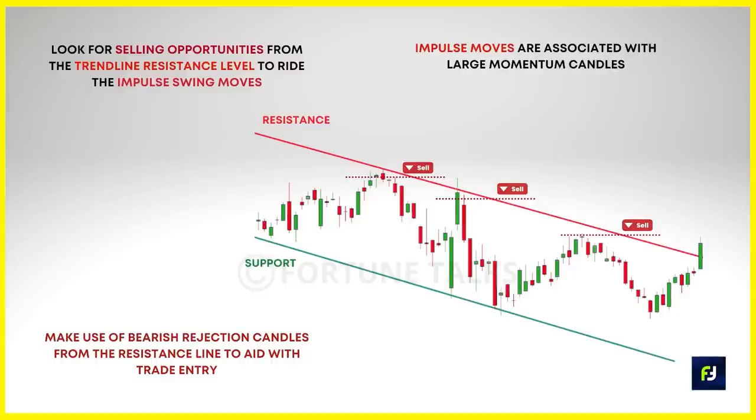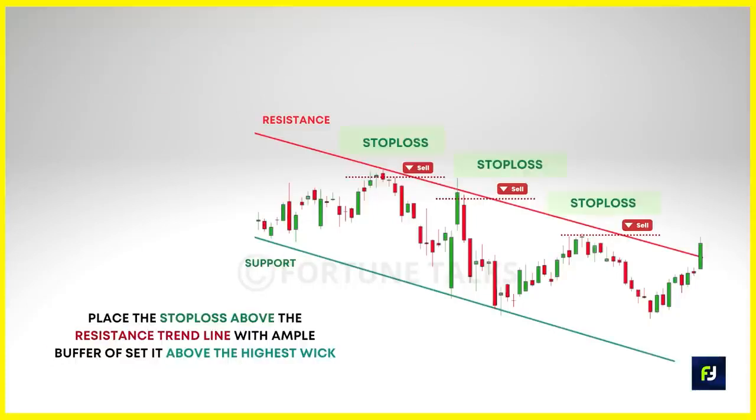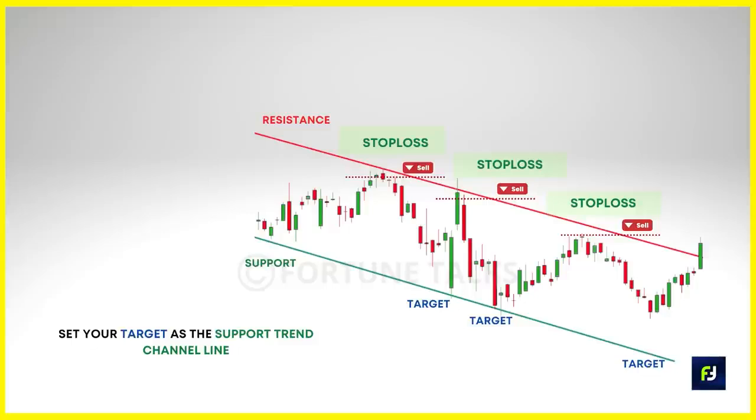You can also make use of bearish reversal candlesticks like bearish pin bars from the resistance line to take a short entry. You should place your stop loss above the resistance trend line with ample buffer, or above the highest wick of the rejection candle from the resistance line. Your target for this case will obviously be the support trend channel line.